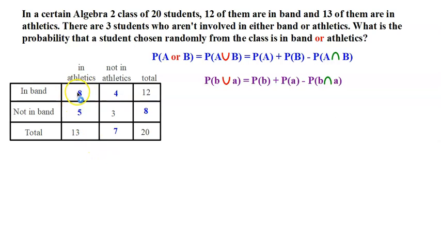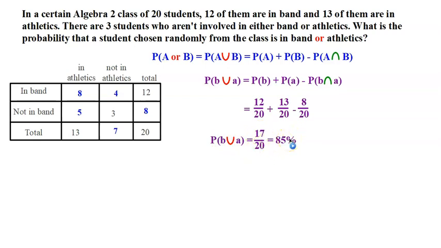And this is what I was looking for, right? I need the overlap where band and athletics overlaps, which is 8. So now I can fill this in. The probability of band was 12 out of 20. Probability of athletics was 13 out of 20. And now I know the probability of both is 8 out of 20. So 12 plus 13 minus 8 is 17. So the probability of band or athletics is 17 out of 20, or 85%.